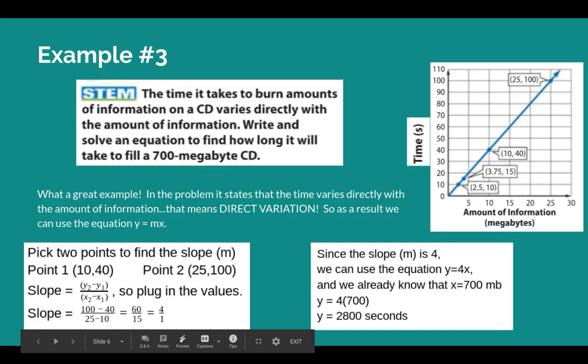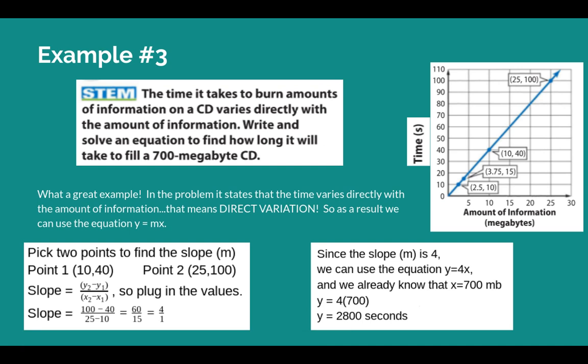So here's example 3. It's a little bit more practical, and I gave you all of the answers here so you can see those as we talk about it. We're talking about burning CDs, and the time it takes to burn a CD compared to the amount of information. It is a direct variation. They told us that it's going to increase by certain rates, so we have these different ordered pairs.